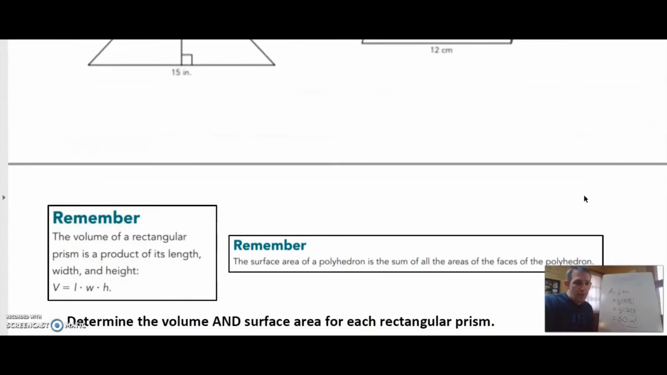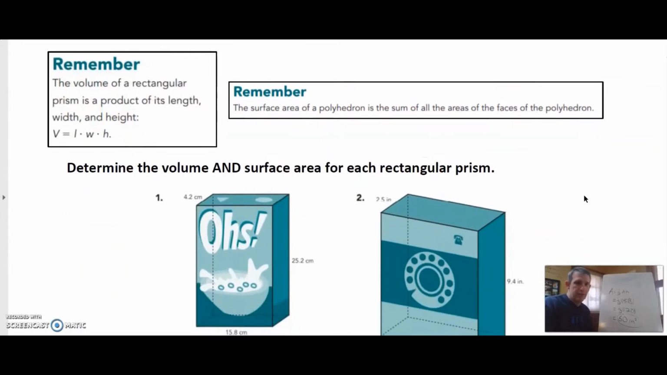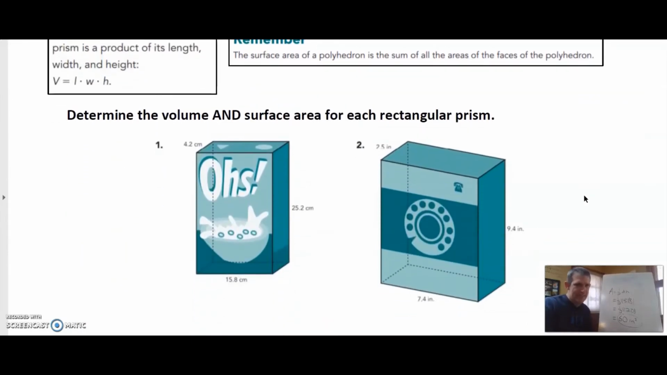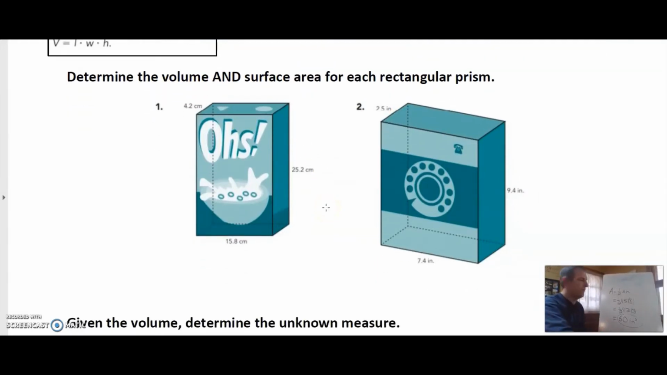Now let's go on to page 4. Surface area and volume. Okay, let's see. I like volume a little bit better, so we're going to do that first. Plus, that's what it says here. So let's take a look at the volume of this box of O's.